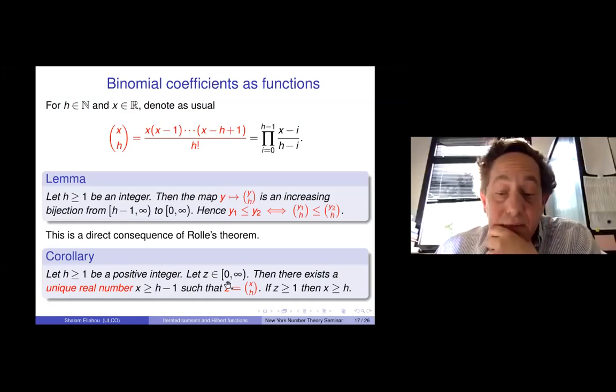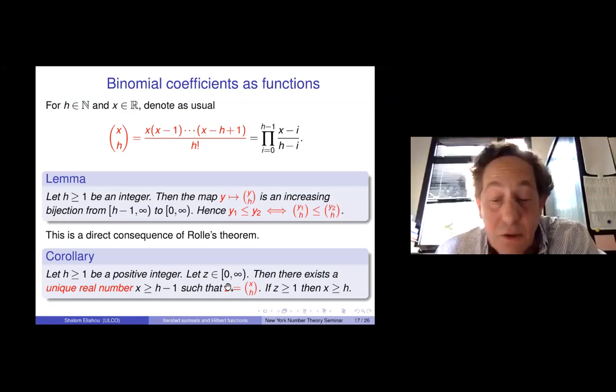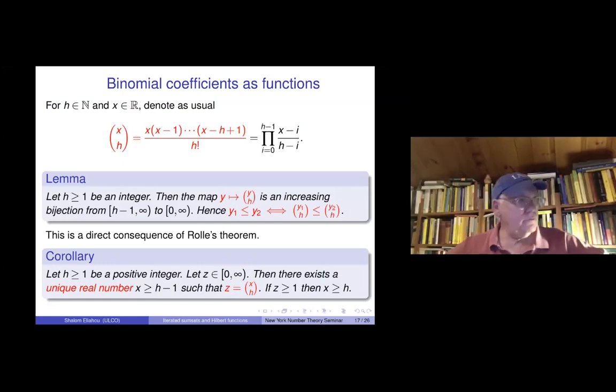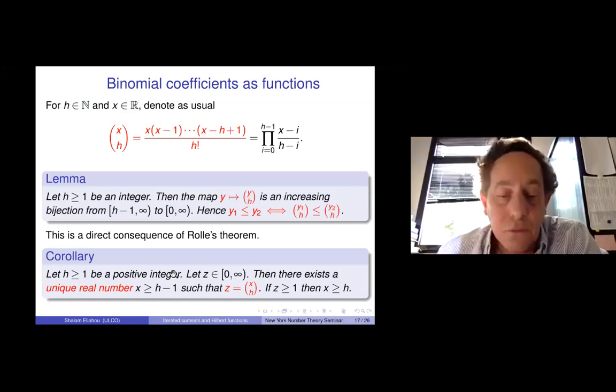In fact, if this is, say, a positive integer or any real number at least 1, then in fact this unique h is at least h. We will need that too.